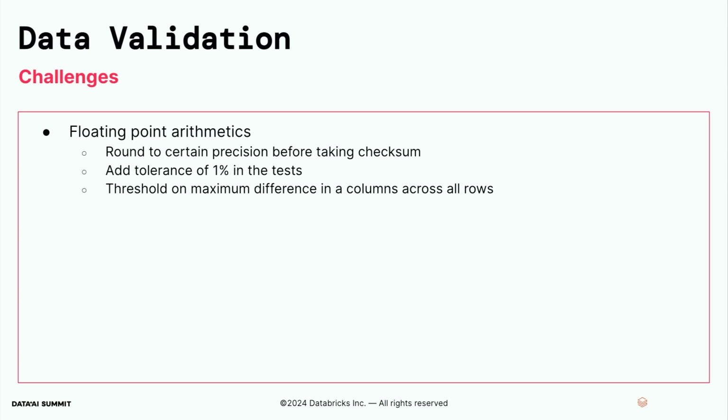Secondly, we added a tolerance of about 1%. So that means that even if 1% of the rows are mismatching, you would still go ahead and mark the data validation as successful. And thirdly, we had to add the column level checks as well, where we compared the maximum difference across the entire column across all rows. And if it was less than a certain threshold, we marked the data validation as successful.